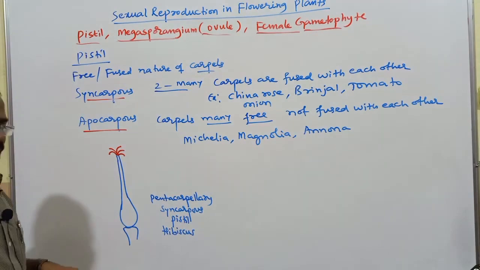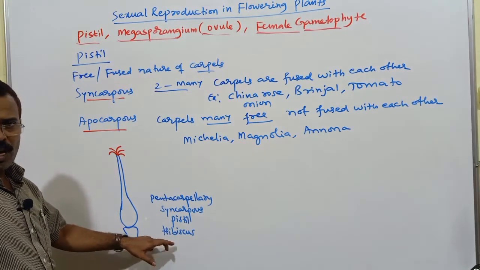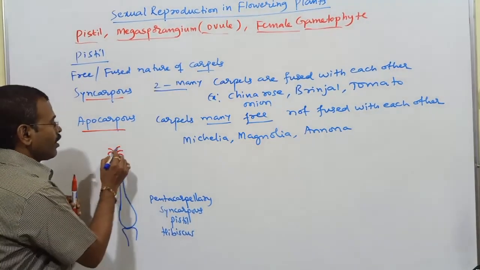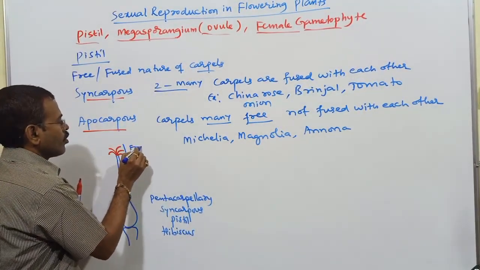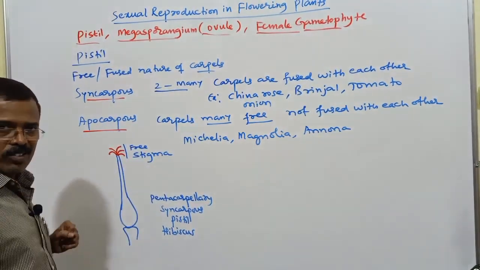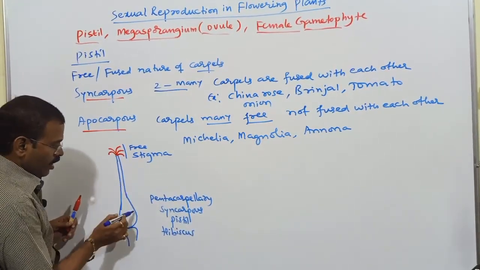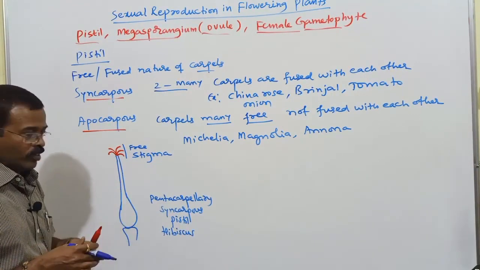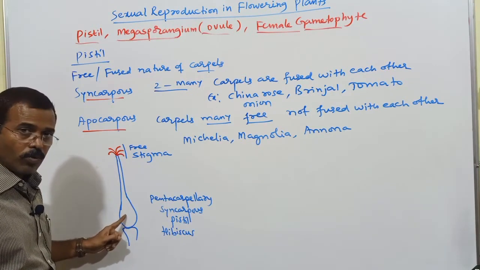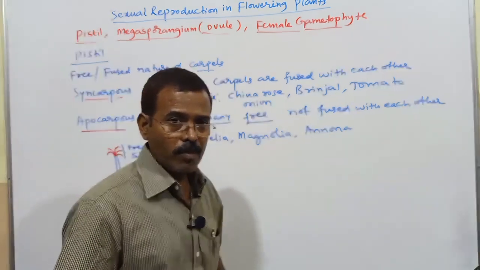This is a pentacarpellary syncarpous pistil in case of hibiscus or China rose. How do we say that it is having 5 carpels? 5 free stigmas are there, and 5 free stigmatic surfaces. So it is pentacarpellary syncarpous. In the region of style and ovary there is a fusion, but the stigma is free. So it is the pentacarpellary syncarpous pistil of hibiscus.